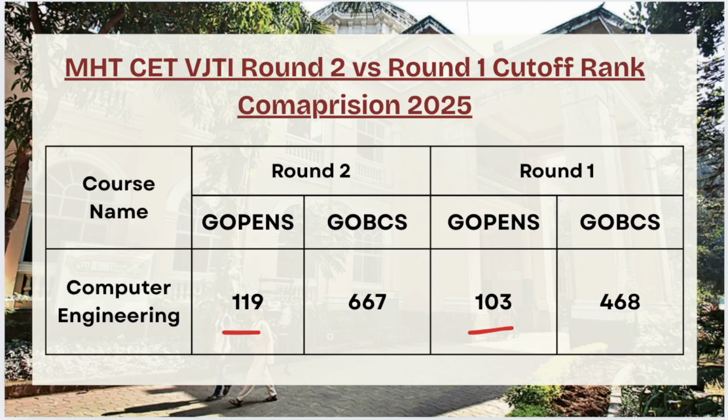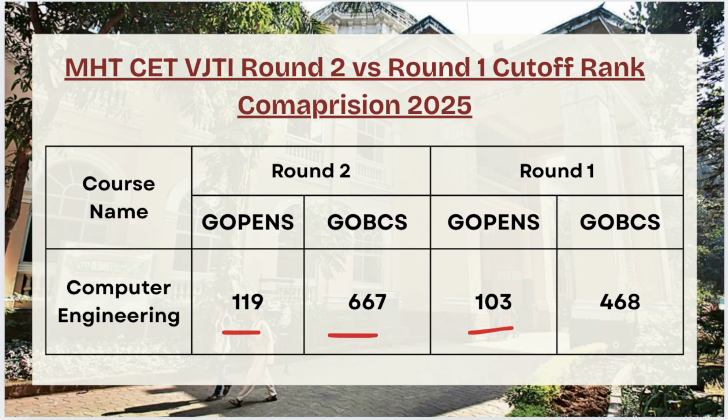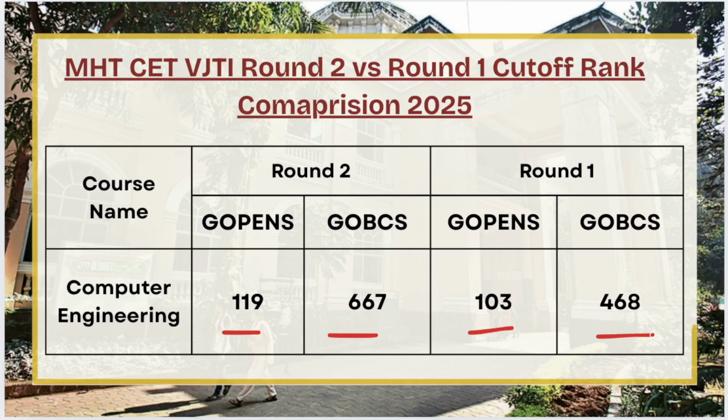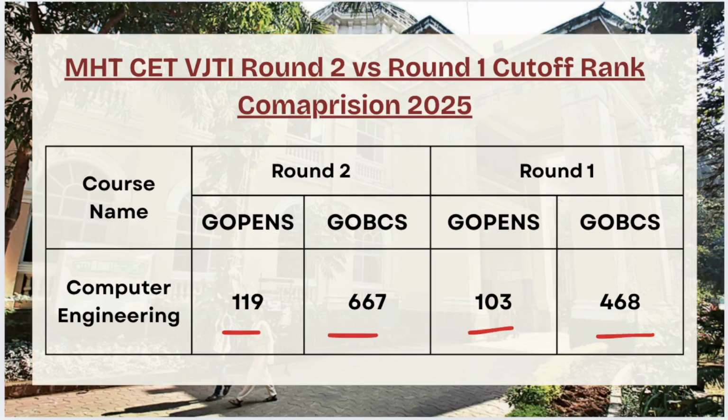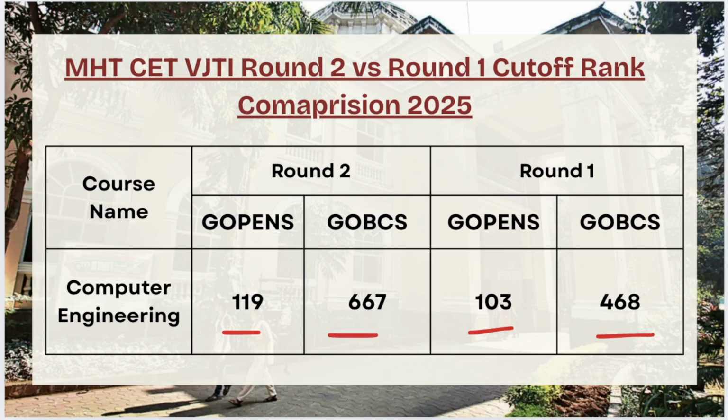Same goes with the GOBC. As you can see on screen, for Round 2 the cutoff rank was 667, whereas in Round 1 the cutoff rank was 4468. So if you are planning to appear in the Round 3 counseling, then you can understand the difference between the Round 1 and Round 2 cutoff and apply for the Round 3 counseling for the same.